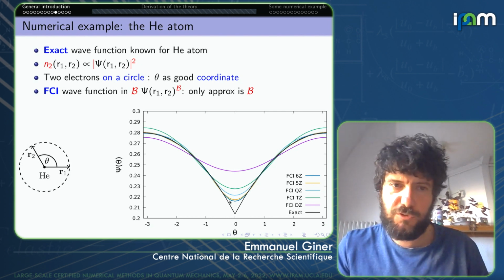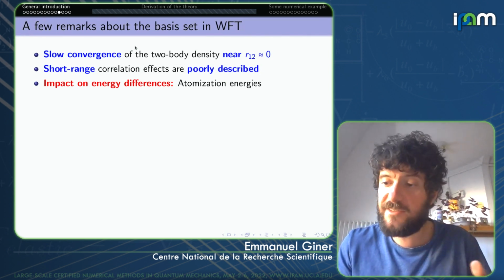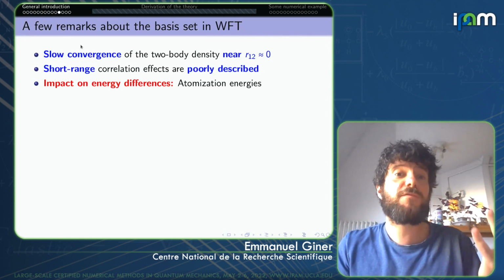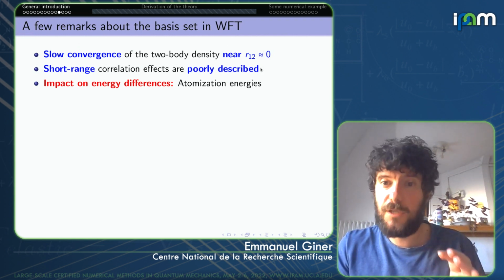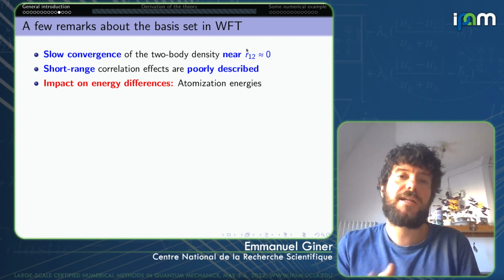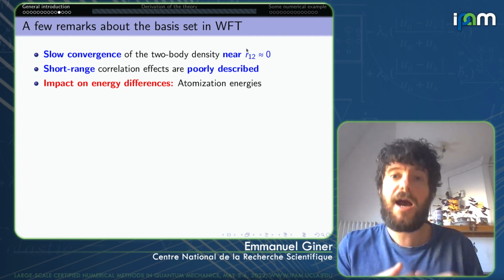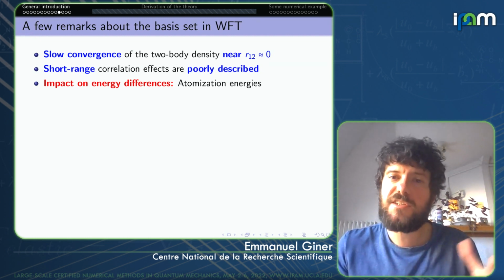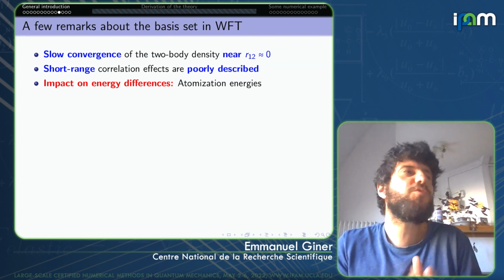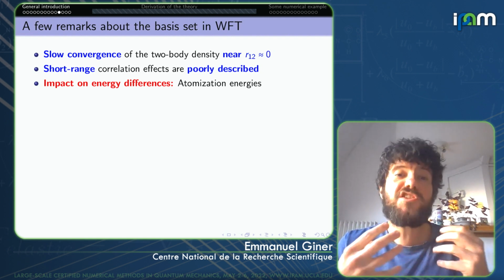Just to summarize, the impact of the basis set in wave function theory is a slow convergence of the two-body density near vanishing inter-electronic distance, which means that the short-range correlation effects are poorly described. But you might ask, that's the beauty of the wave function, but this is not really something that we need. We want to compute essentially energy differences.